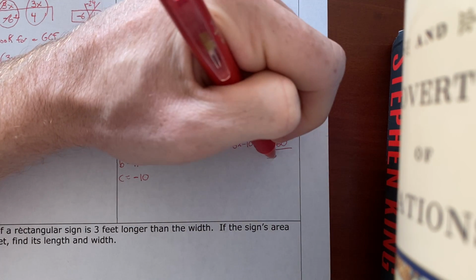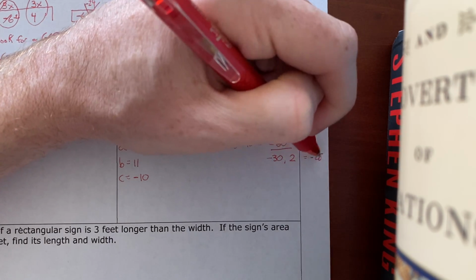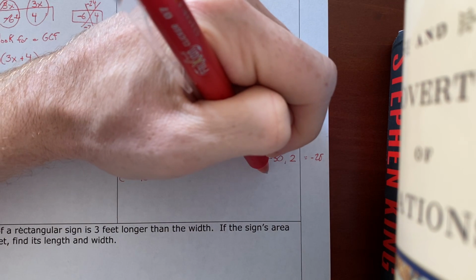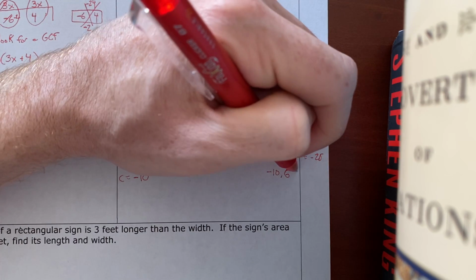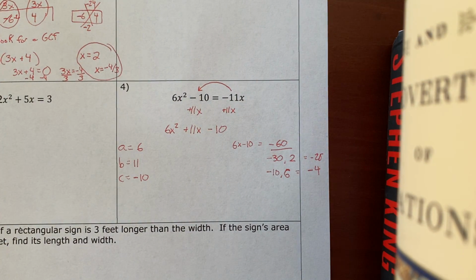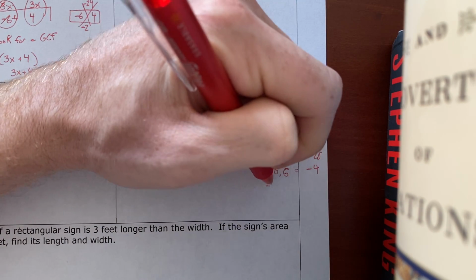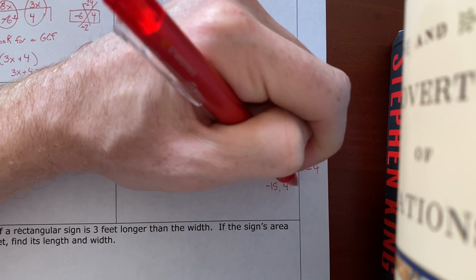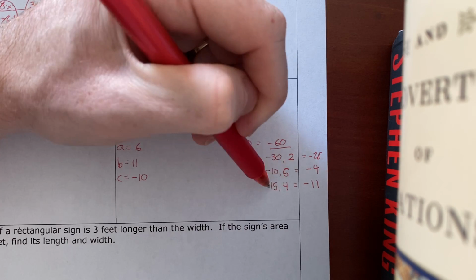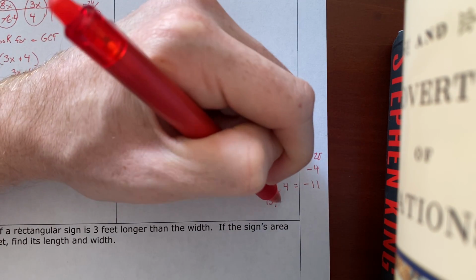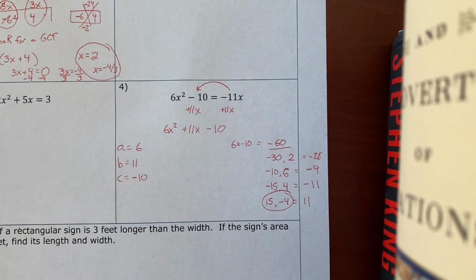Let's see what we have here. So we could do like a negative 30 and a 2, but that adds to get negative 28. That's not good. I could have like a negative 10 and a positive 6. That adds to get a negative 4, so that's not good either. Let's try, what about 15? So what about a negative 15 and a positive 4? That adds to get negative 11. I'm close because I want a positive 11. So if I just switch these two signs and do a positive 15 and a negative 4, I finally get that 11 that I'm looking for. All right, so that's my magic factor pair there.